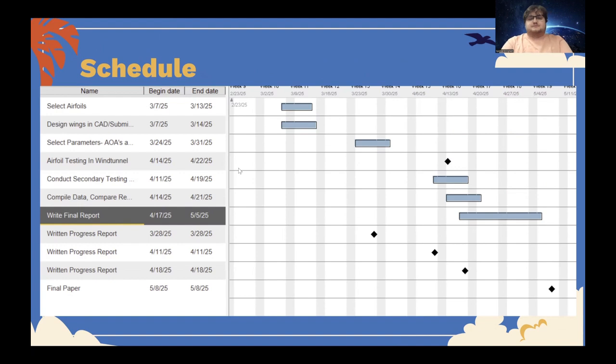Here's our schedule. We were on time for each thing we needed to accomplish. There's a small break that we had for school breaks, but besides that, we hit every goal we needed to on time.